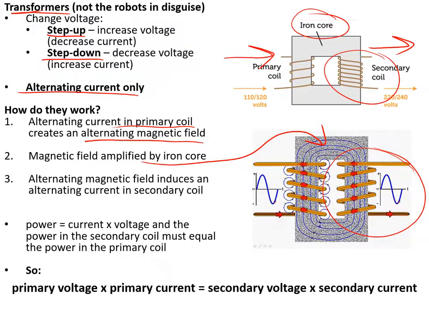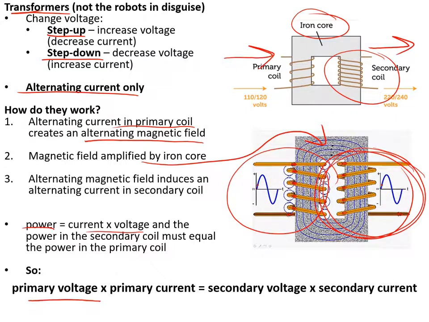Now, we have an equation for this. We say that power equals current times voltage, and the power in the primary coil and the secondary coil must be equal to each other. So we end up saying that the primary voltage times the primary current equals the secondary voltage times the secondary current.